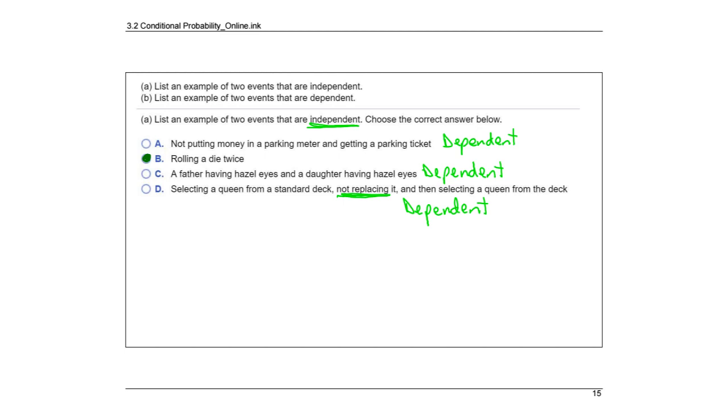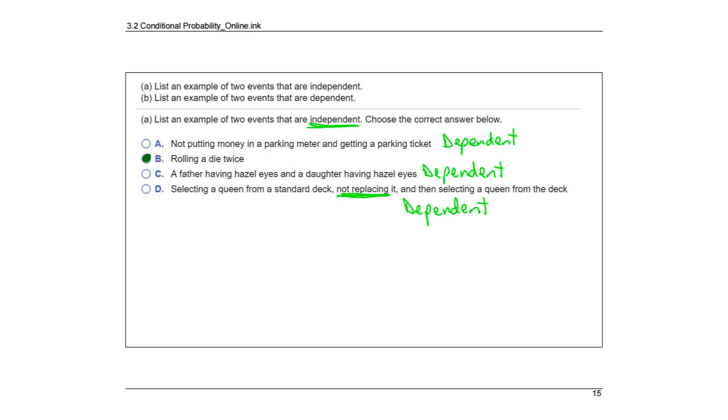So this one says, list an example of 2 events that are independent. Okay, so not putting money in a parking meter and getting a parking ticket. That's dependent because if they come by and see your car and you have no money in the meter, you're going to get a ticket. Rolling a die twice. Okay, so if you roll a die, you get an answer. If you pick it up and roll it again, it has nothing to do with the first roll. So those are independent. A father having hazel eyes and a daughter having hazel eyes, that's dependent.